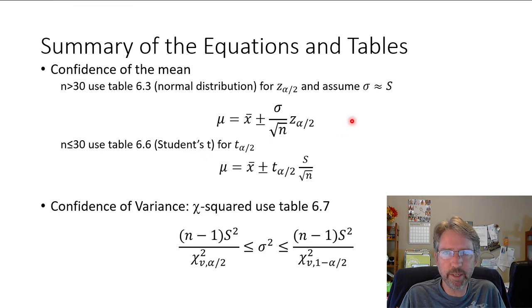Okay, so just a summary of the equations we've looked at for this parameter estimation topic. The confidence in the mean from the mean of samples can be estimated with this equation if n is greater than 30, with the student's t for n less than or equal to 30, and the confidence of the variance comes from the chi-squared table. Variance is standard deviation squared. So that's the 3 parameter estimations we're going to do.